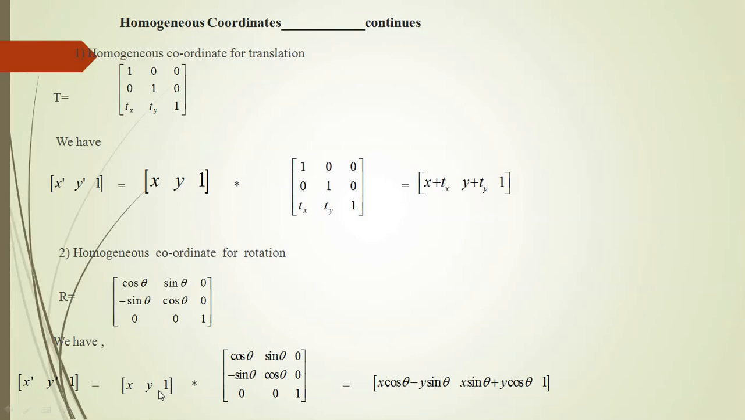This row is again calculated with the second column, that is x into sin theta plus y into cos theta plus 1 into 0. So the coordinate is x sin theta plus y cos theta. Then this row is multiplied into the third column, that is x into 0 plus y into 0 plus 1 into 1, that is the new coordinate is equal to 1. So our new coordinate x dash y dash 1 is equal to x cos theta minus y sin theta, x sin theta plus y cos theta, and 1.